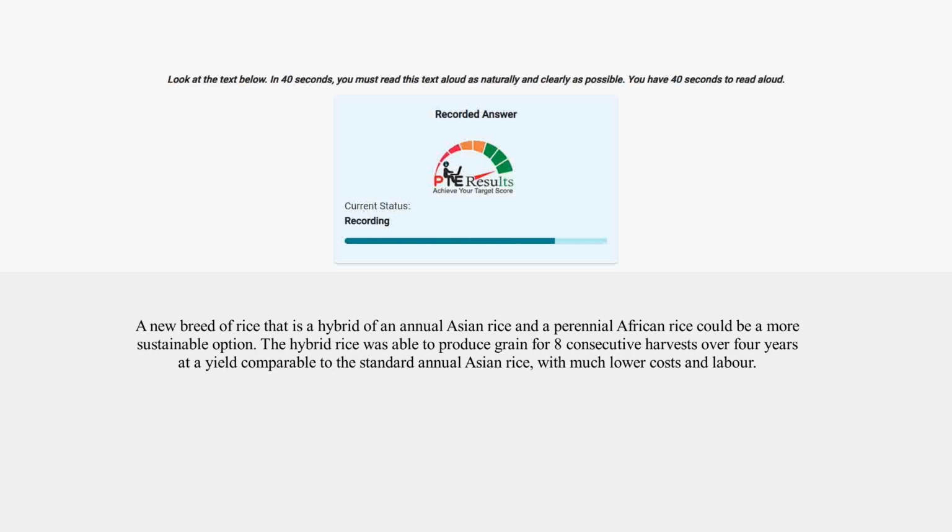A new breed of rice that is a hybrid of an annual Asian rice and a perennial African rice could be a more sustainable option. The hybrid rice was able to produce grain for 8 consecutive harvests over 4 years at a yield comparable to the standard annual Asian rice, with much lower costs in labor.